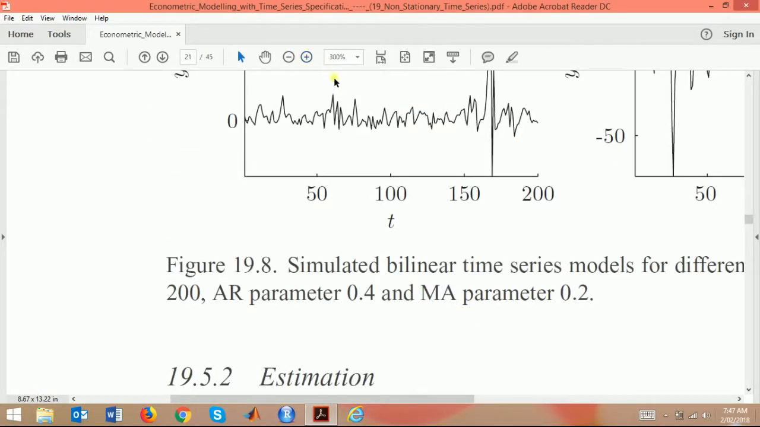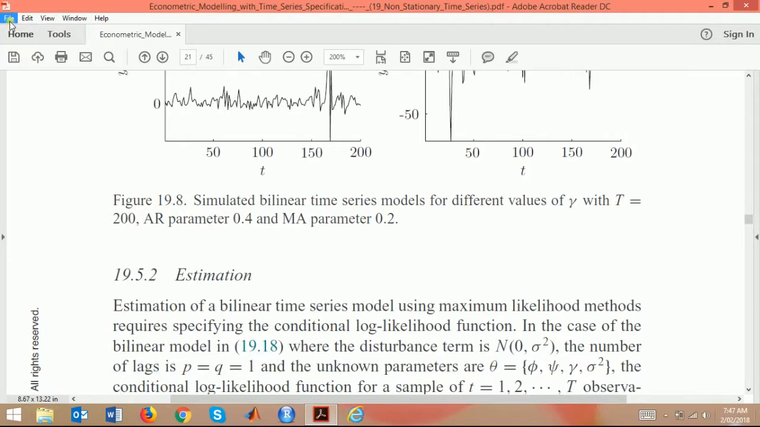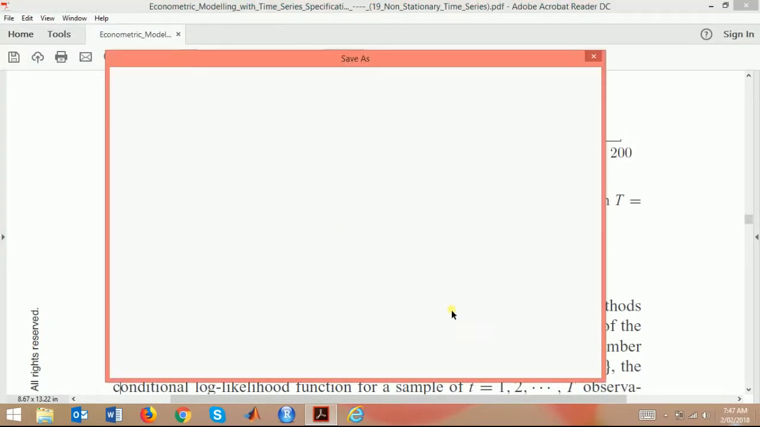Estimation. Now we have specified the model. Let's see how we can estimate this model.